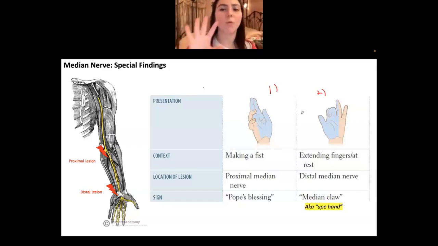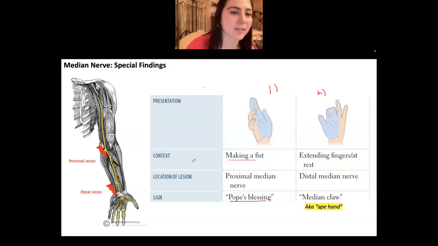But we're going to go into what this chart means in terms of the type of lesion you see for a median nerve. So the first one is this one. This is called the hand of benediction or the Pope's blessing. That's what they call this hand. The way that this happens: it's not like the person with a median nerve injury is walking around looking like they're blessing people like the Pope. What they have to be doing, and then this happens, is making a fist.